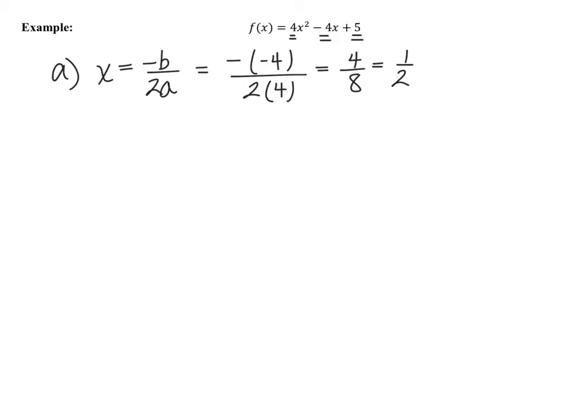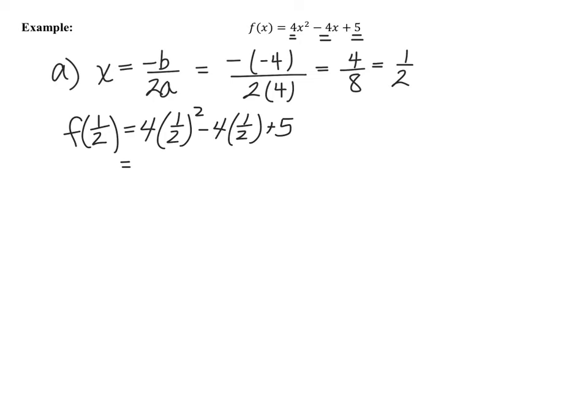So now we need the y value of the vertex. So we need to substitute 1/2 into our function. This means we are finding f of 1/2, so I'll use function notation here to show that I'm going to substitute 1/2 back into my function. So 4 times 1/2, the quantity squared, minus 4 times 1/2, plus 5. Then this is just a good exercise in remembering how to work with fractions. When we have a fraction and we're squaring it, we need to square both the numerator and the denominator.